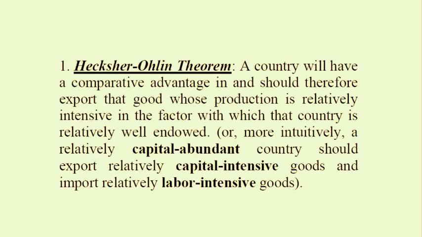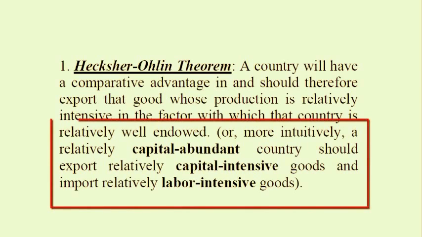The first one, called the Heckscher-Ohlin theorem, says that a country will have a comparative advantage in, and should therefore export, that good whose production is relatively intensive in the factor with which that country is relatively well endowed. Or more intuitively, that a relatively capital-abundant country should export relatively capital-intensive goods and import relatively labor-intensive goods.